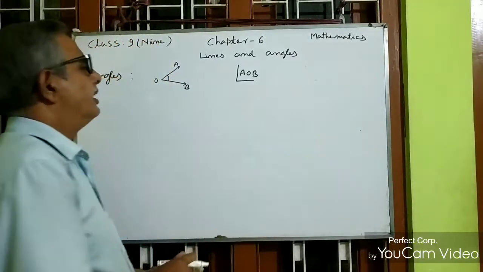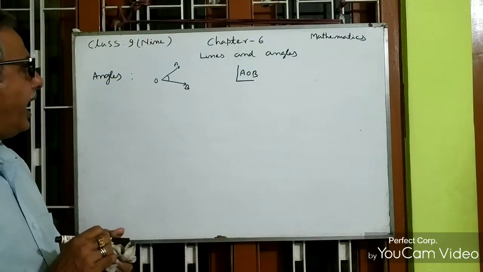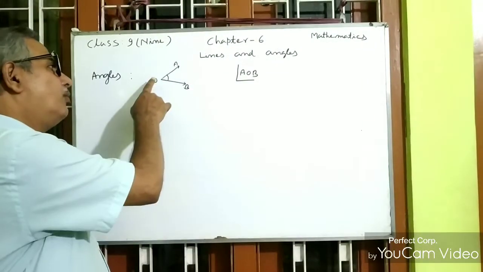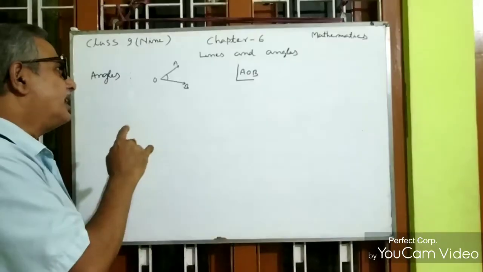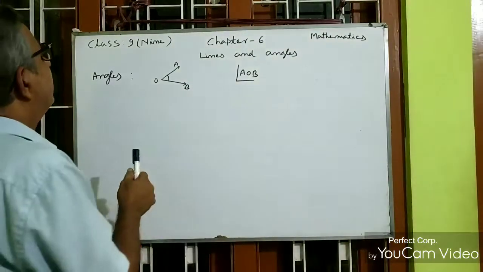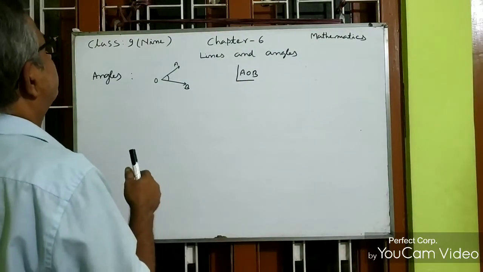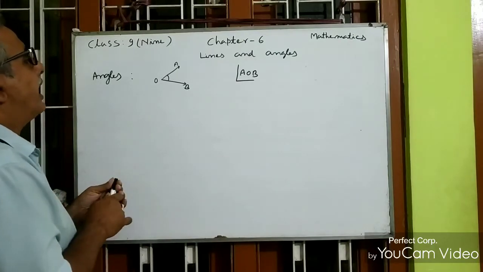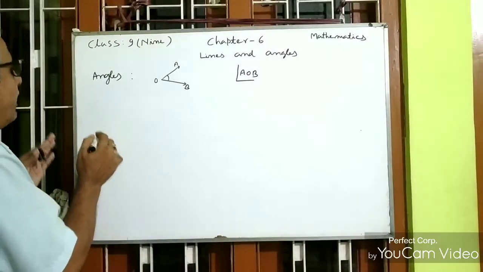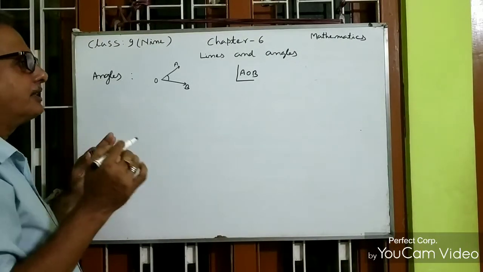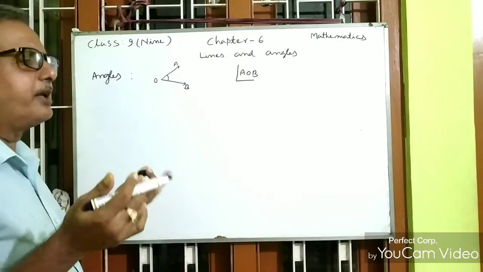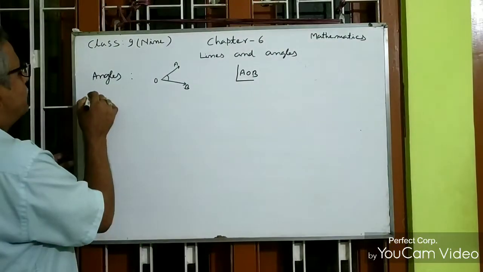Listen. In an angle, you are getting two arms and one vertex. Here, what are the two arms? OA and OB are the two arms and O is the vertex. Now try to understand. Angles may be of different types. Here we are discussing the different types of angles, and when angles are finished, then I will go to line segments, etc. Types of angle.